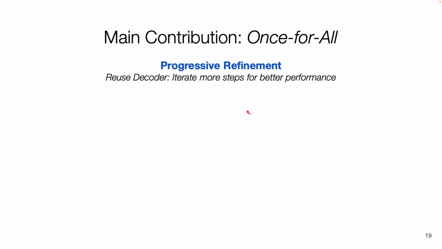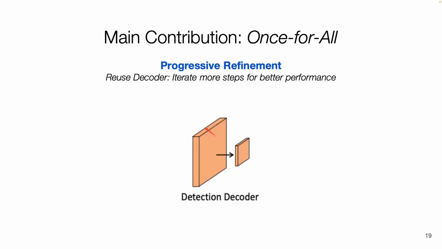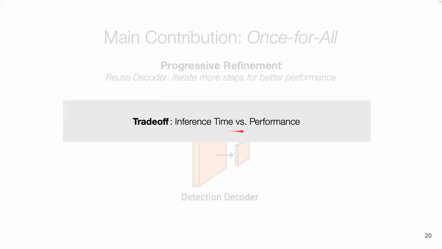The other aspect of once-for-all training is the idea of progressive refinement occurring in the detection decoder. The idea is we can reuse the decoder head and iterate more steps for better performance. The idea here again is a trade-off between inference time and performance. So you can choose to iterate more steps and get more precise boxes. However, that comes at the cost of your inference time. And again, compared to other methods like DETR, iterating more steps improves the performance of DiffusionDet's results. And in other cases, like DETR, it actually decreases performance, which we'll explain further with some graphs.